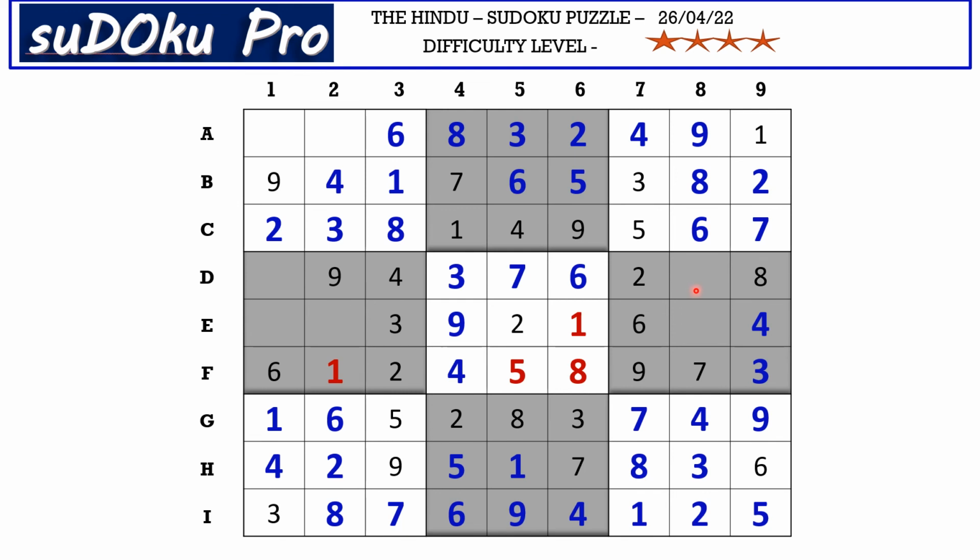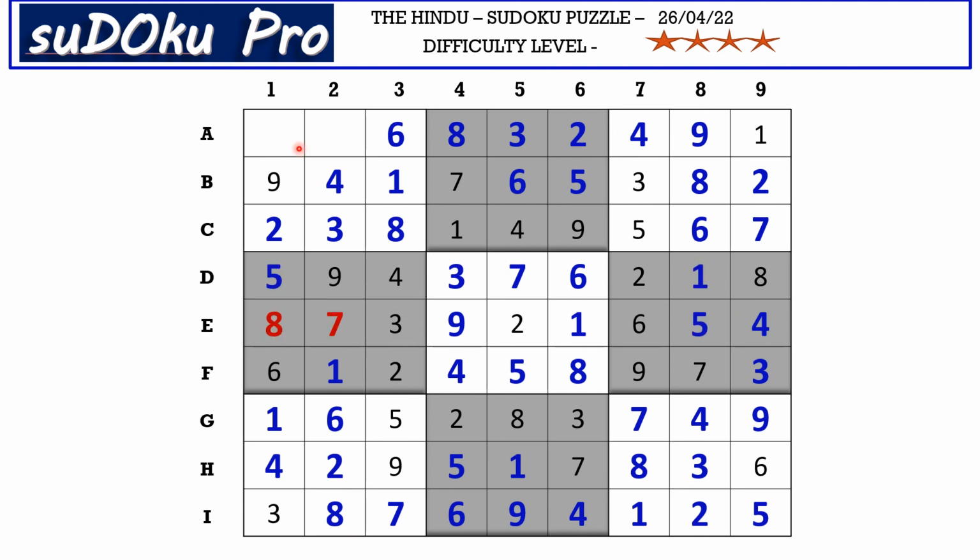Now in column 8, the missing numbers are 1 and 5. There is a 1 blocking from here. So E8 takes 5 and D8 takes 1. Now in D row, the only missing number is 5. Now the missing numbers in this block are 7 and 8. There is an 8 blocking from here. So E2 takes 7 and E1 takes 8.